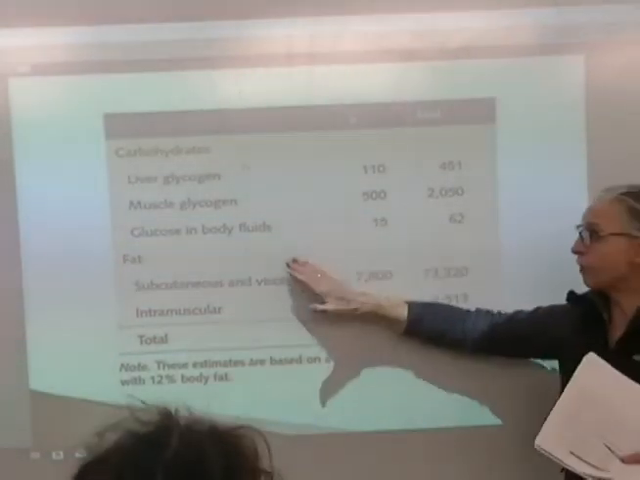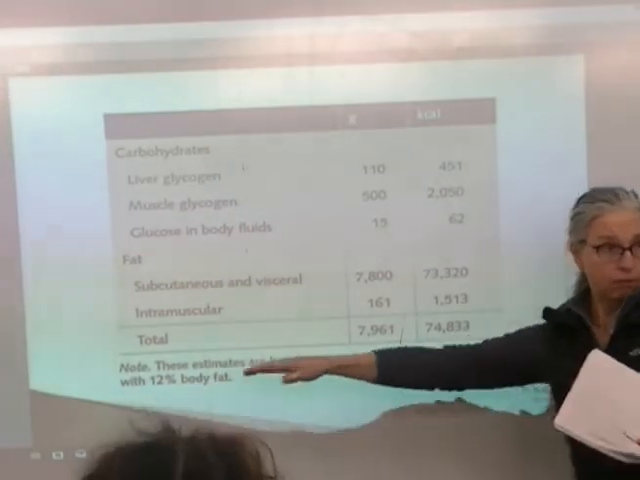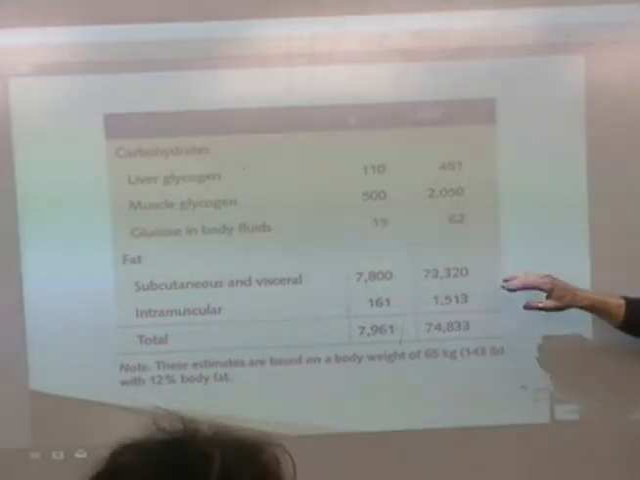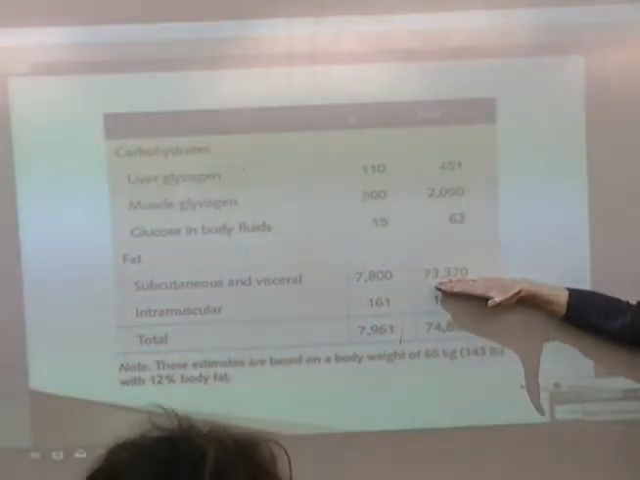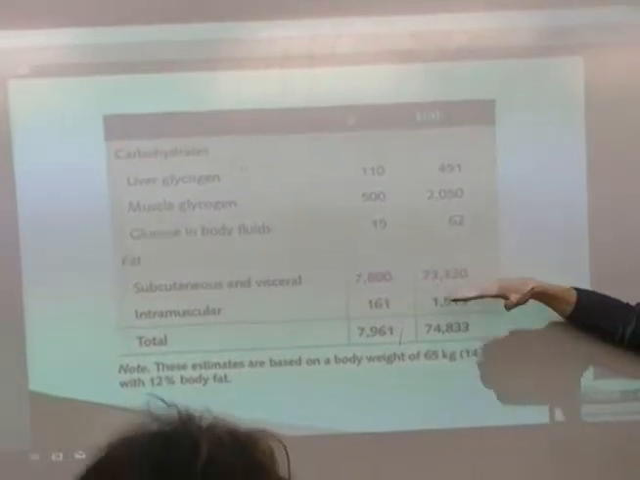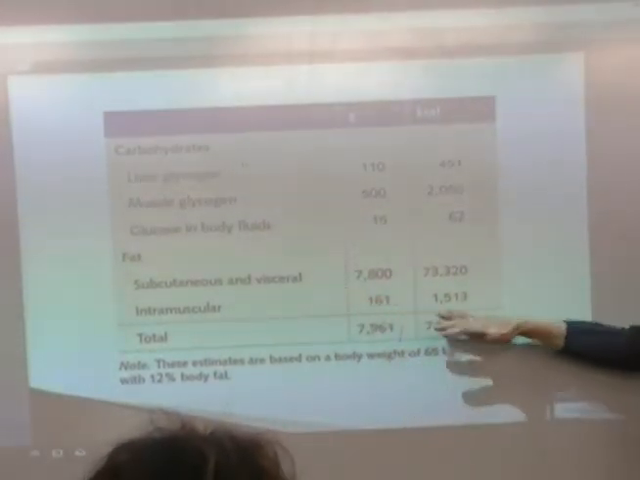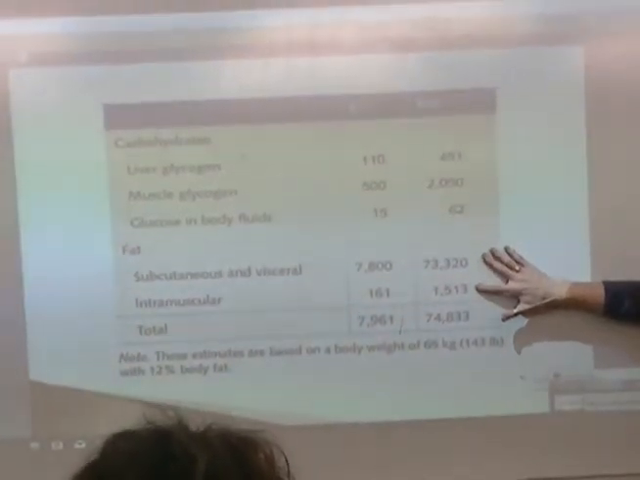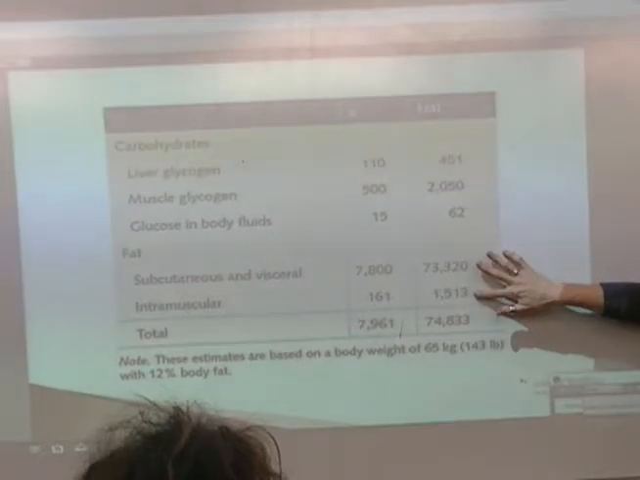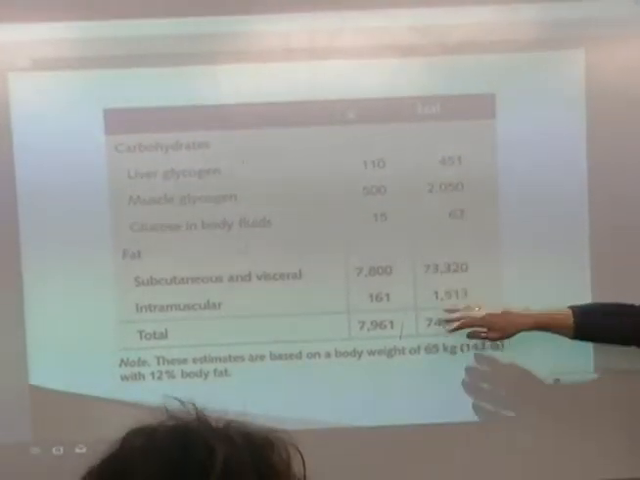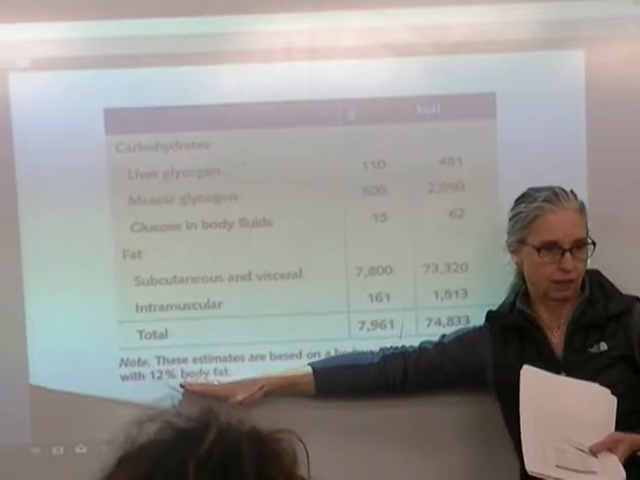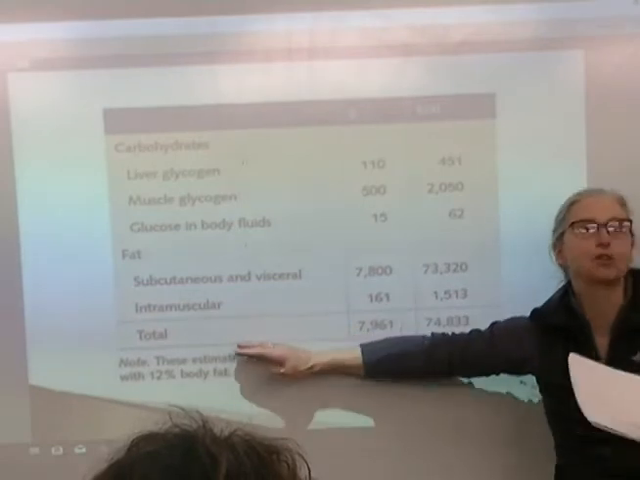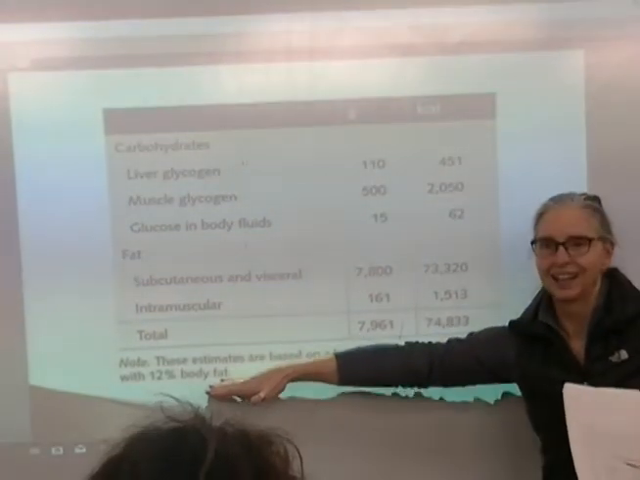When we look at fat, and remember this is someone who's lean, subcutaneous and visceral fat calories, nearly 73,500 calories, and stored within the muscle about 1,500. So we're looking at 75,000 calories stored as fat in someone who's very lean. So I have hundreds of thousands of calories stored.